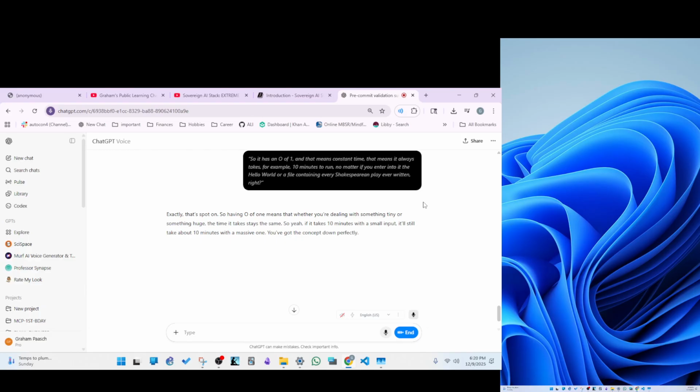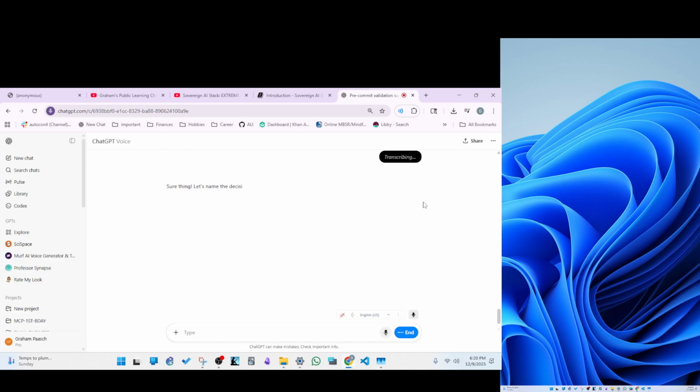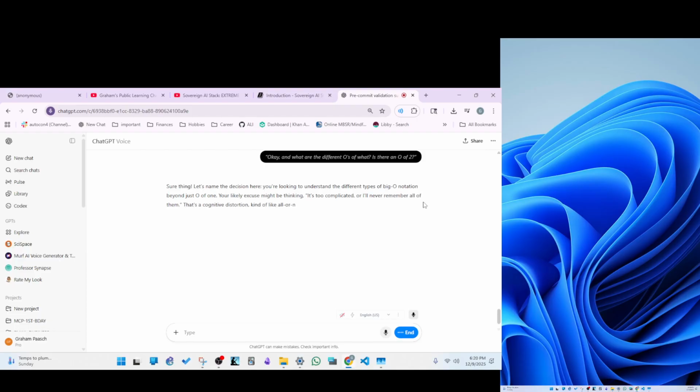Okay, and what are the different O's of what? Is there an O of two? Sure thing. You're looking to understand the different types of big O notation beyond just O of 1. Your likely excuse might be thinking it's too complicated, I'll never remember all of them. That's a cognitive distortion, kind of like all or nothing thinking. The correct action is just to learn the main ones step by step. So here's the evidence-based rundown.